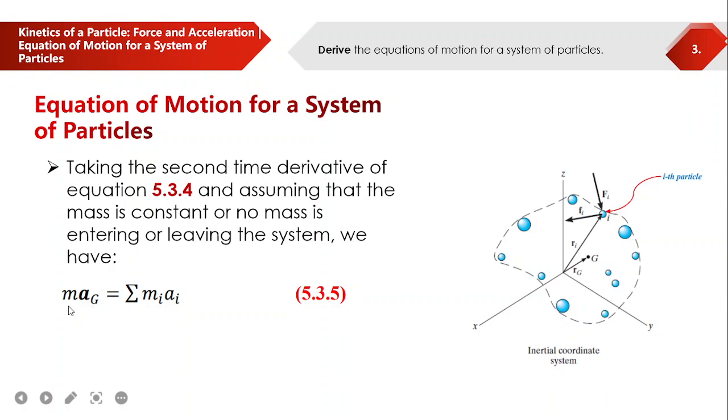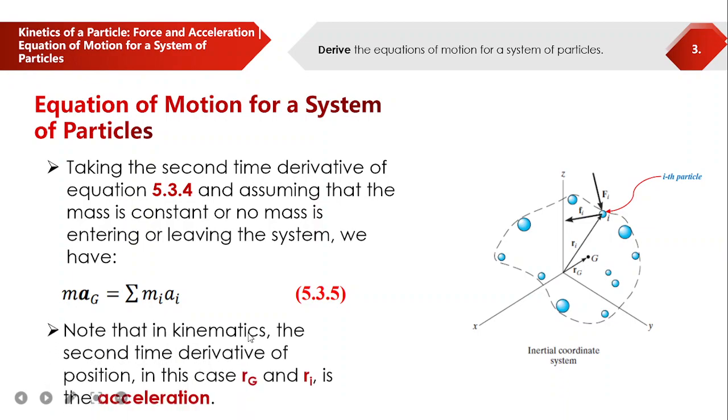So, constant lang yung mass, so that will be M times acceleration sub g is equal to the summation of mass times acceleration. Ganito na siya pag second time derivative na natin sa position vector na nakuha natin from equation 5.3.4. So after we apply differentiation two times, ito na yung result natin sa ating equation of motion.